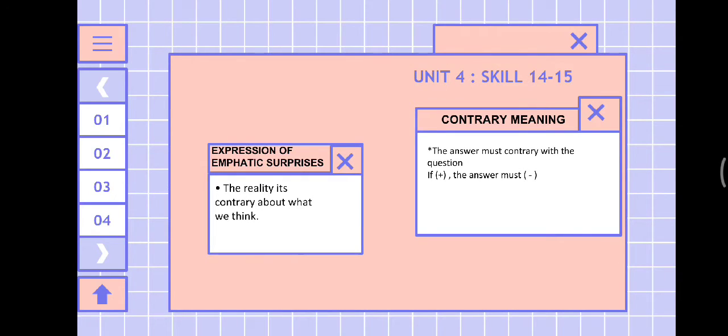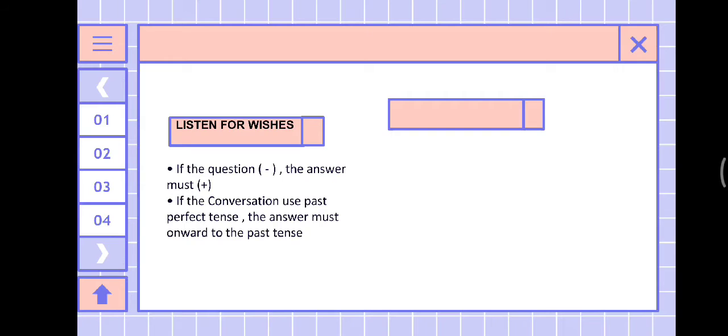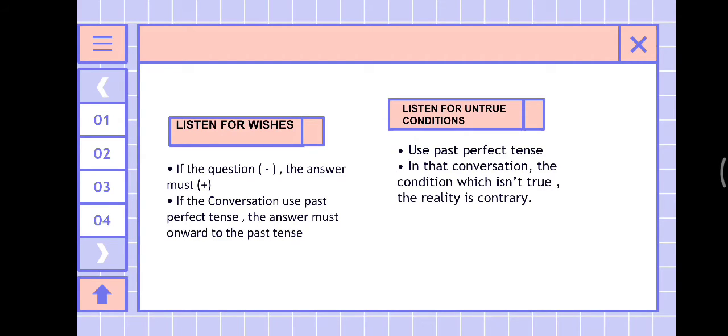The answer must be contrary to the question. If the question is positive, the answer must be negative. Listen for wishes. If the question is negative, the answer must be positive. And then if the conversation uses past perfect tense, the answer must be in the past tense. Listen for untrue condition. It uses past perfect tense, and in that conversation, the condition is not true; the reality is contrary.